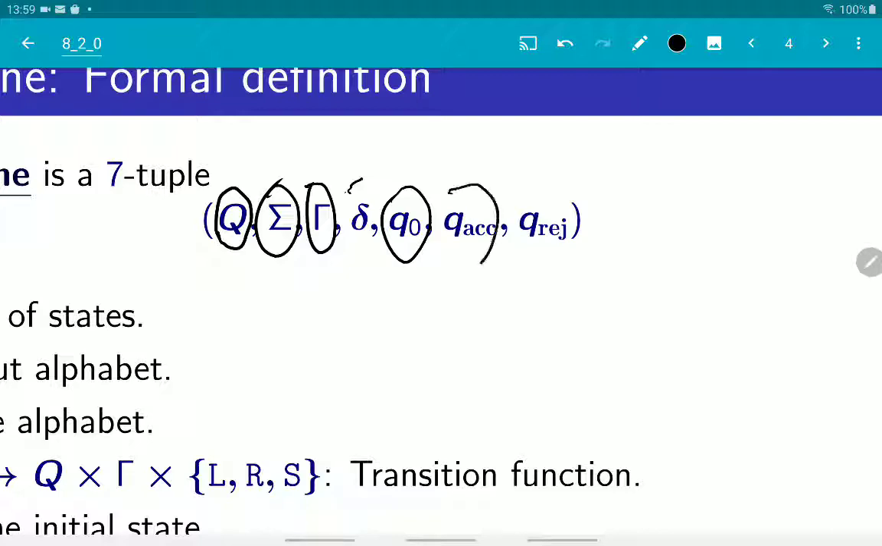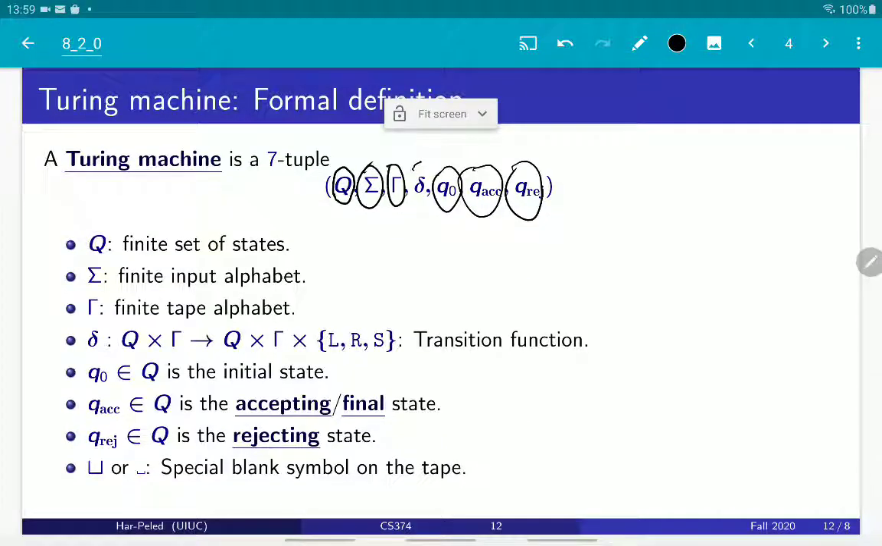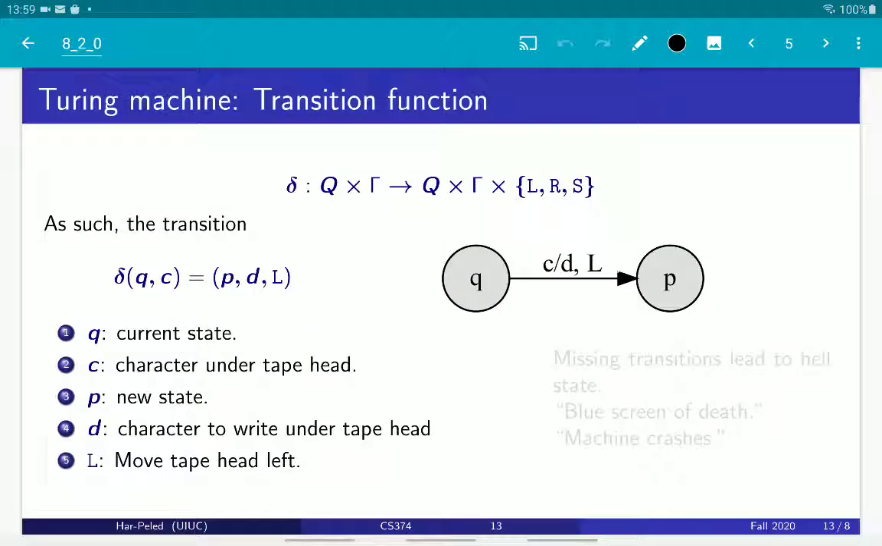And then there are two special states, accept and reject. Unlike previous models we had, as soon as the control reaches the accept state, the machine stops and accepts. As soon as the machine gets to the reject state, it stops and rejects. And then, as I mentioned before, there is the special blank character that all the infinite empty cells of the tape are filled with.